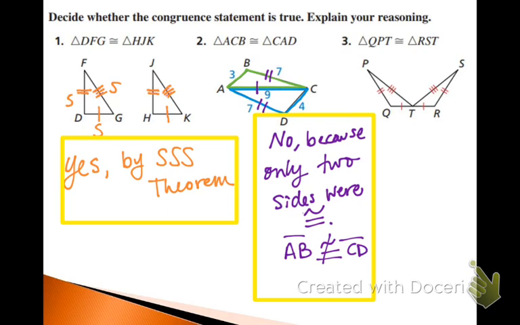In our last example, we have a side marked congruent to a second side, and a third side marked congruent to a third side. So yes, this is enough information because of the side, side, side theorem.